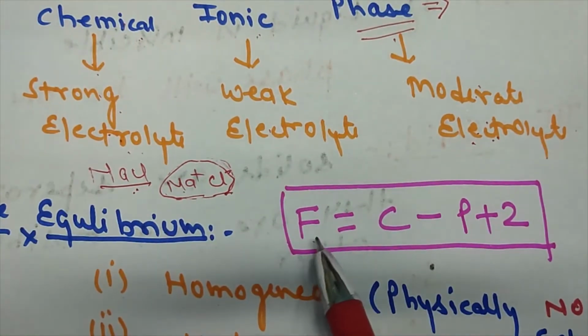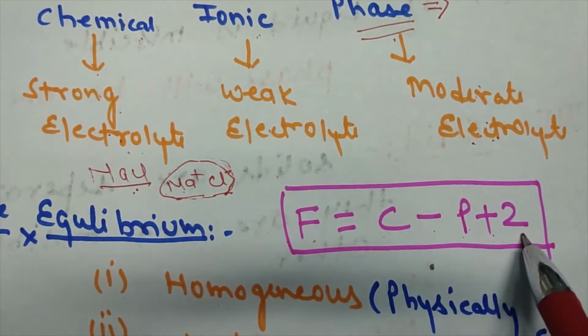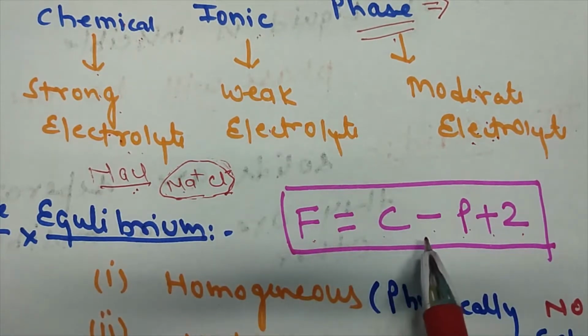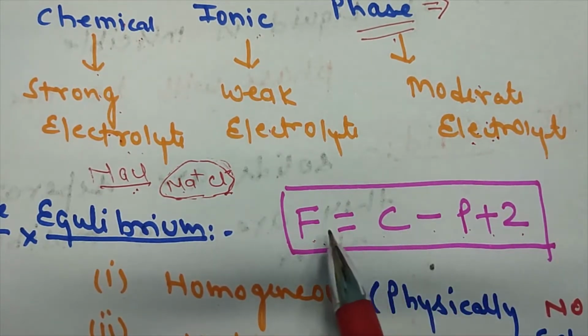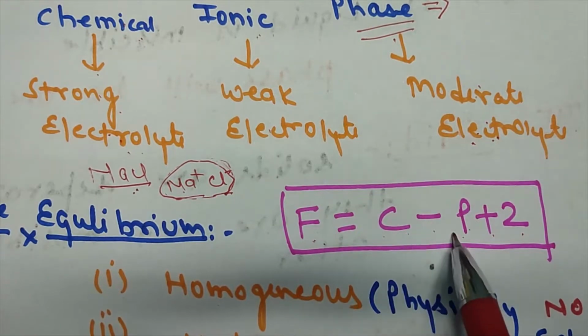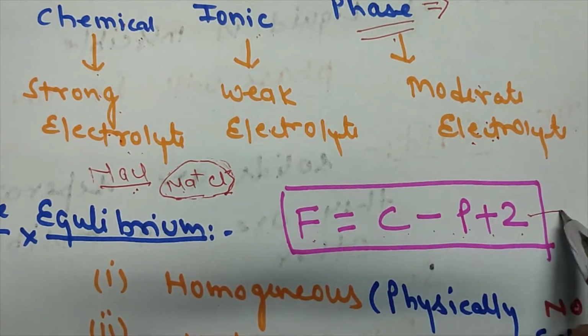Now what is this phase equilibrium? Simply, F is equal to C minus P plus 2. This is the formula of phase equilibrium, and I am going to discuss one by one what is F, what is C, what is P, and what this 2 denotes.